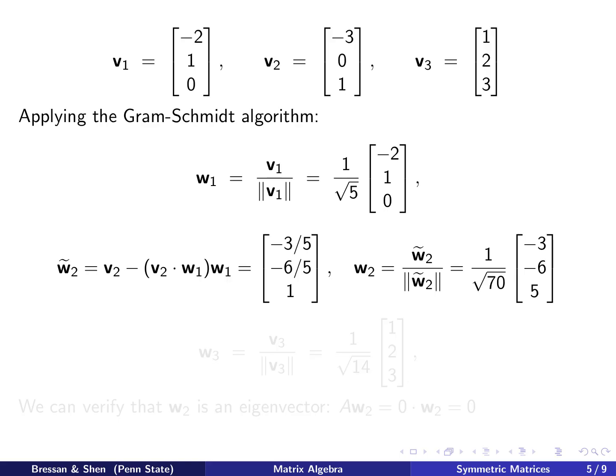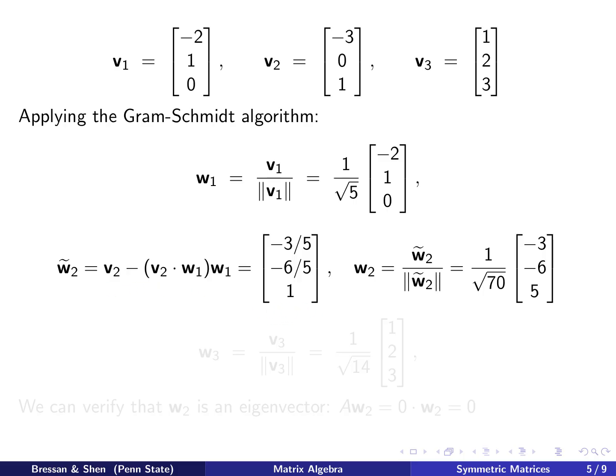And to generate the second vector, let's first generate a vector before we normalize it, and we call that W2 tilde. This is calculated as V2 minus V2 dot W1 times W1. So this is the projection of V2 onto the space spanned by W1. Okay, so we have V2, we have W1, we put in all the numbers and work this out, and that's what we will get.